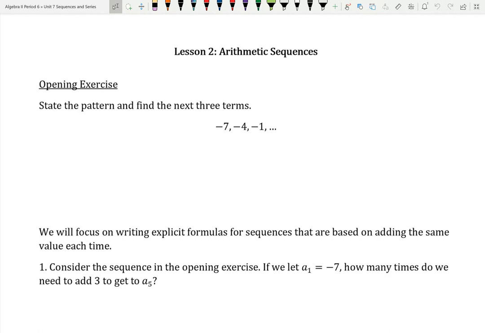Hi everybody, welcome to lesson 2 where we're going to focus in on arithmetic sequences. So remember, arithmetic sequences are all about adding when you have an additive pattern. So try this opening exercise and then we'll get started.